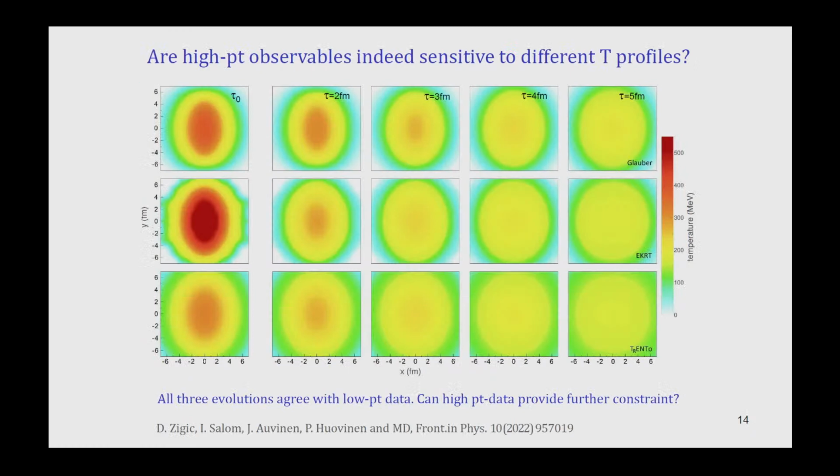And now we come to the idea of QGP tomography, and we ask whether this really works, whether these high PT particles are indeed sensitive to QGP properties and can probe different temperature profiles. For that purpose, here we choose 3 representative and well-known examples of temperature profiles in quark-gluon plasma. All of them agree equally well with low PT data. So from the low PT perspective, we cannot provide further constraint. But then we ask whether we can provide further constraint with high PT theory and data.